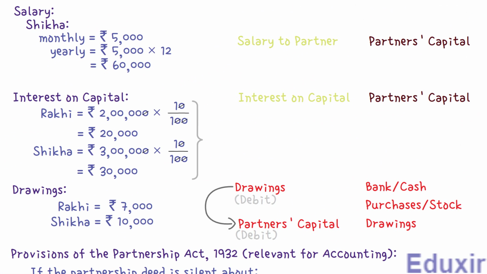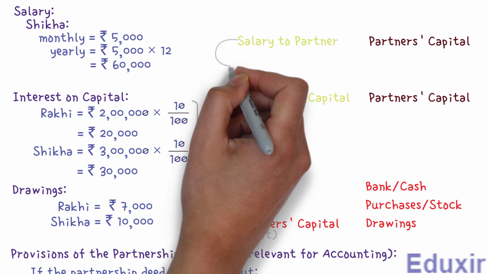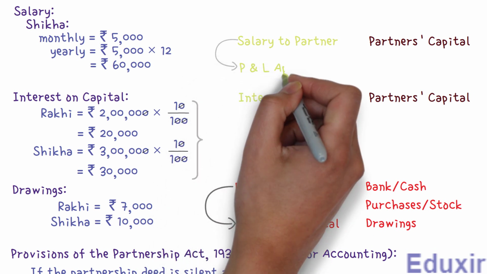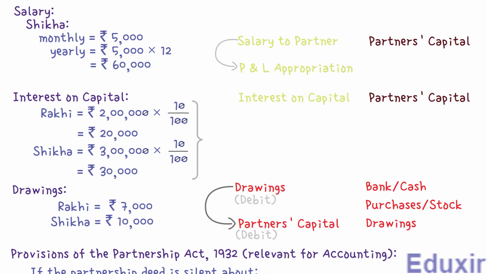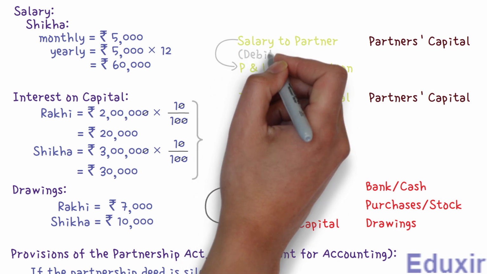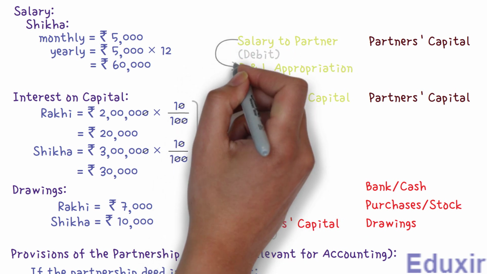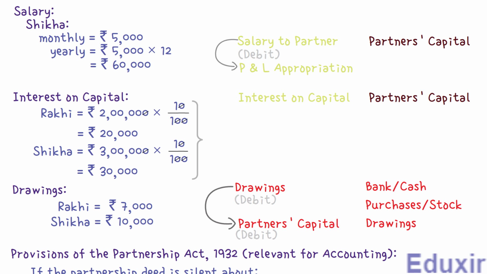The next step would be to transfer the partner's salaries from the salary to partner account to the profit and loss appropriation account. See, we have not prepared the partner's salaries account as it is not in the scope of this problem. But that doesn't mean that salary to partner account does not exist. It will still be there. It is just that we didn't prepare it as it is not in the scope of this problem. So, as the partner's salaries will be debited to the salary to partner account, when we transfer it to the profit and loss appropriation account, we should transfer it on the debit side.